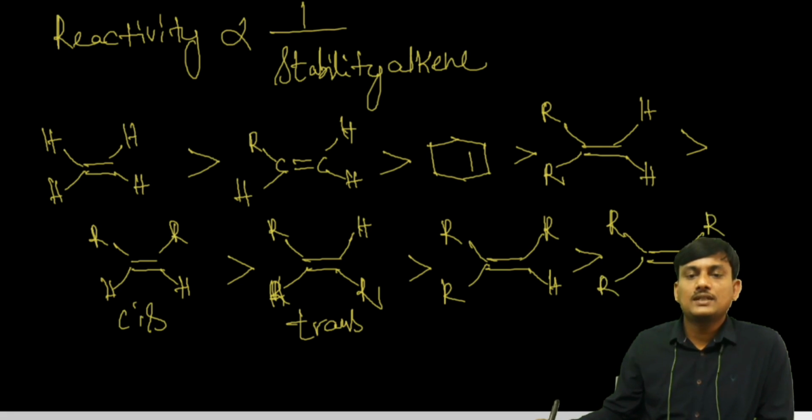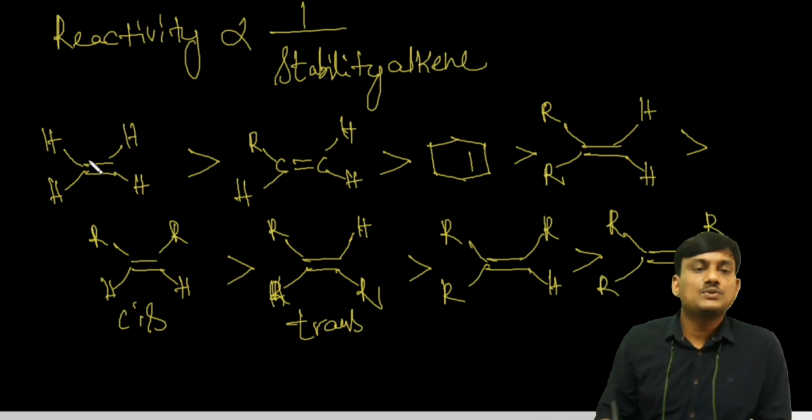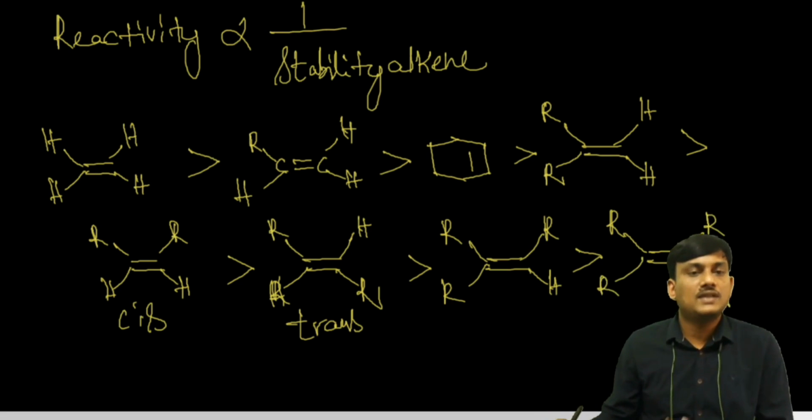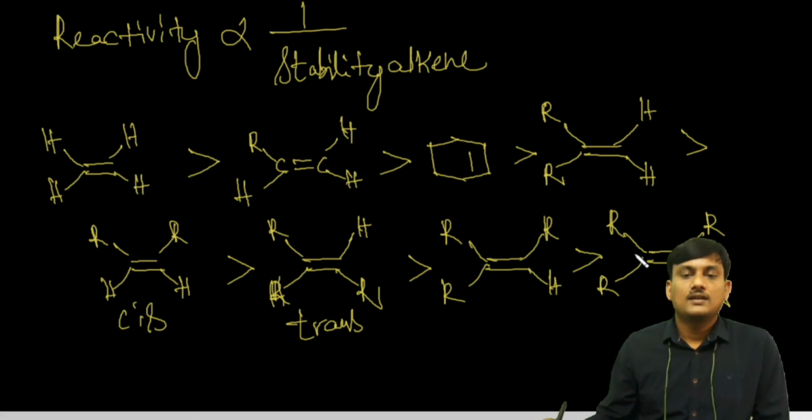As substitution increases, stability increases and reactivity decreases. In the case of Wilkinson's catalyst, as the number of alkyl groups increases, it's very difficult for the catalyst to reach the C double bond C. That's why there is a decrease in reactivity as the number of alkyl groups around the C double bond C increases.